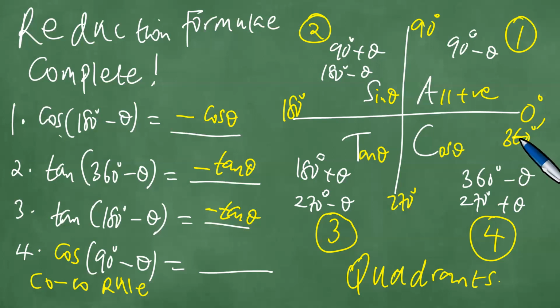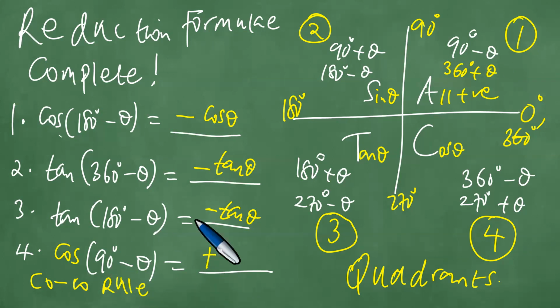Now I want to mention something before I write the answer here. If you are at 360 degrees and you want to go higher, you can increase 360 degrees by adding theta to 360. So 360 plus theta is also in quadrant one. Now 90 degrees minus theta is in quadrant one, where all functions are positive, so the answer is going to be positive.